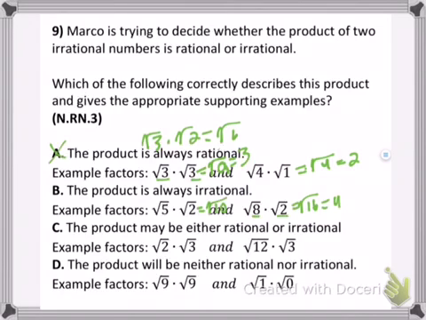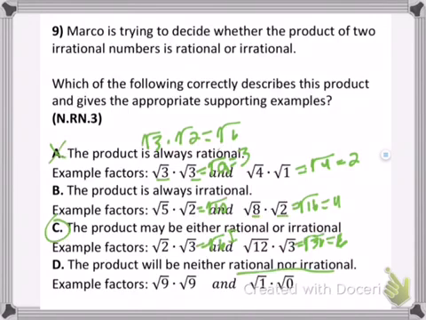Alright. C, the product may either be rational or irrational. So square root of 2 times square root of 3 is square root of 6. That's irrational. Square root of 12 times square root of 3 is square root of 36, which is 6. It's rational. So my answer is C. And then the bottom doesn't make any sense because it's got to be either rational or irrational. It can't be neither.